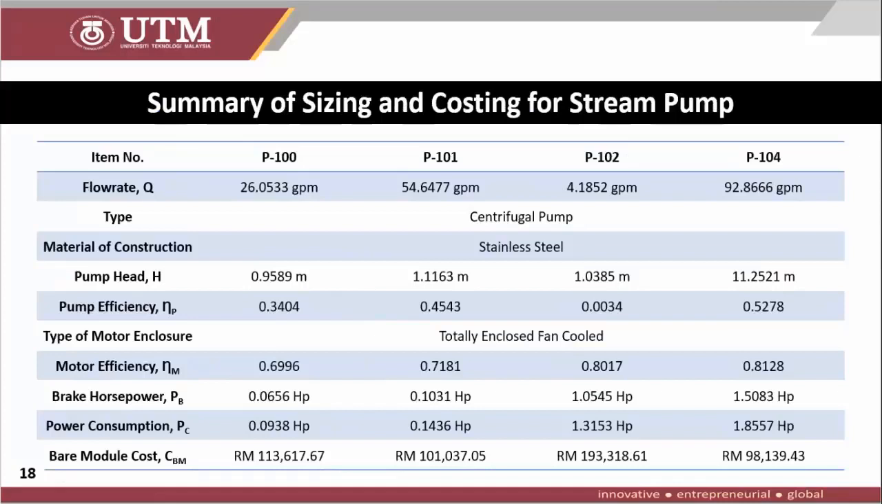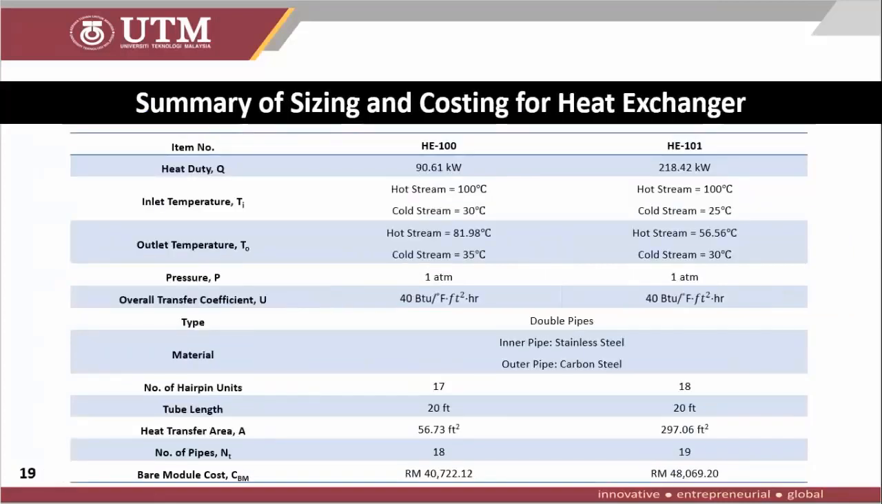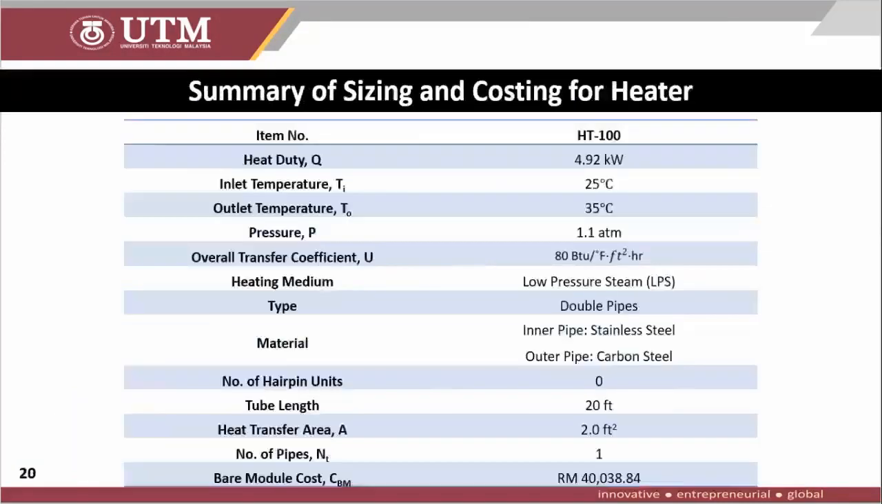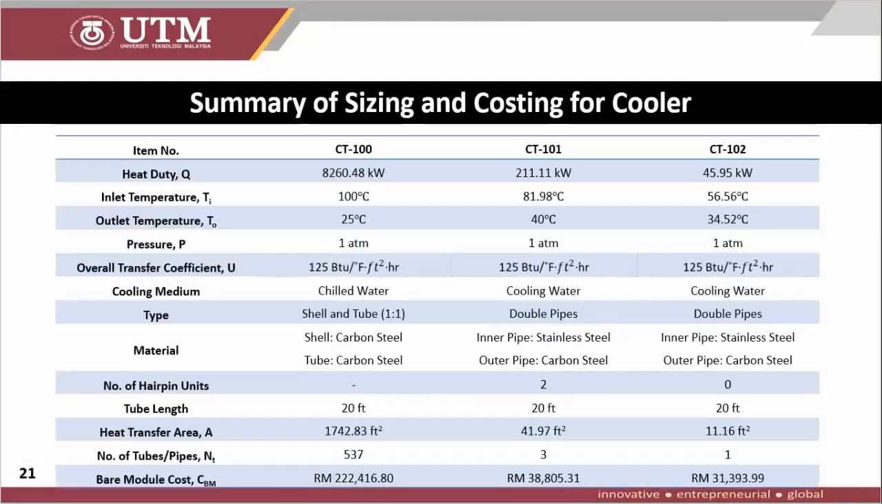Next. For the total costing heat exchanger is 89,000 ringgit. Next. The cost for heater is 4,000 ringgit. Next. The total costing for cooler is 292,000 ringgit.